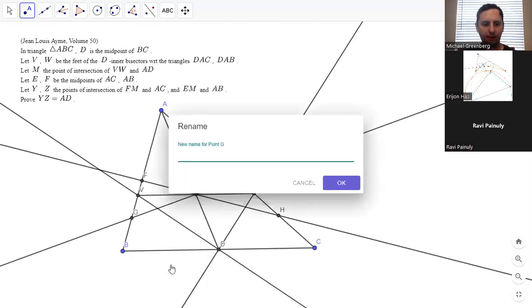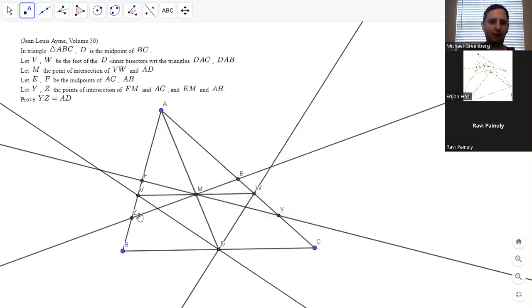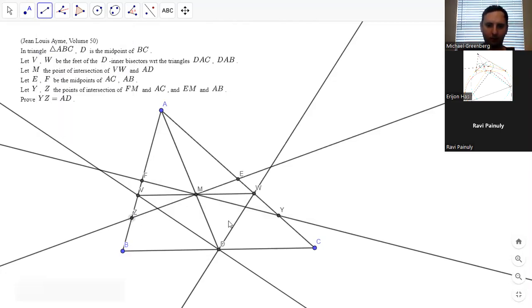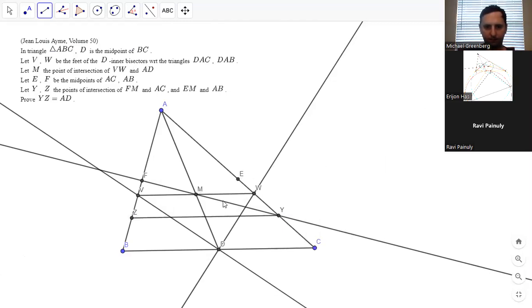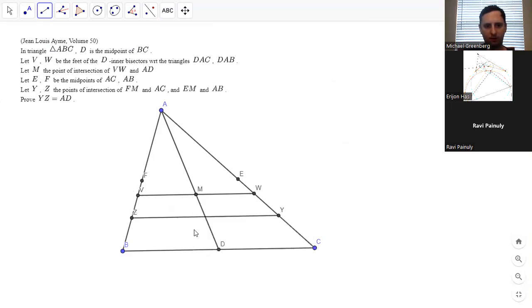So we have Y and Z, and I think it's even true that YZ is parallel to BC. So we get a lot of things that we know, but the thing that's not obvious is to show that YZ is equal to AD. So, all right, I'm going to hide a lot of stuff. So yeah, YZ is equal to AD.